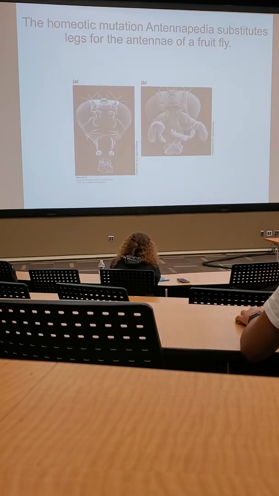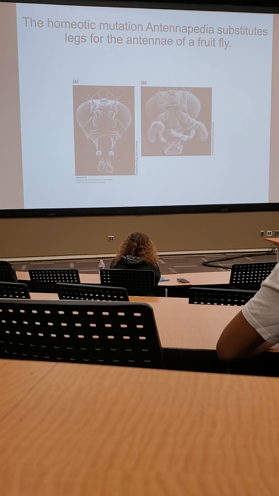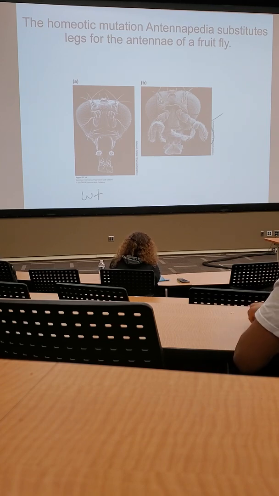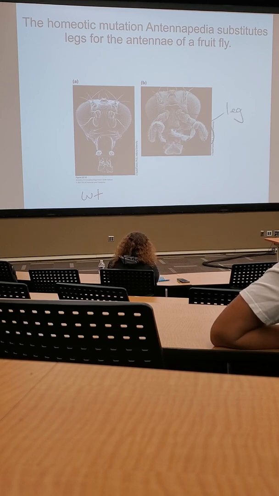This is one of the most famous examples that we put in textbooks. This is a mutation in a gene called antennapedia. I don't know if you can tell, this is the normal wild type fly head. And this one has a leg, right? That's a leg coming out of the fly head.